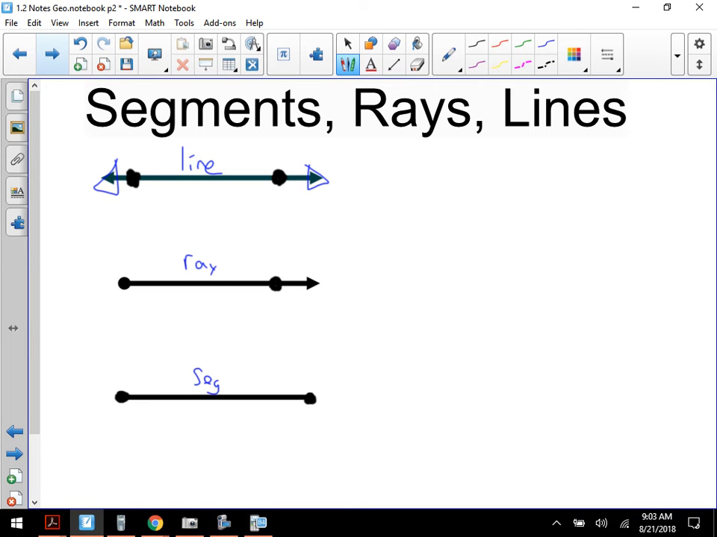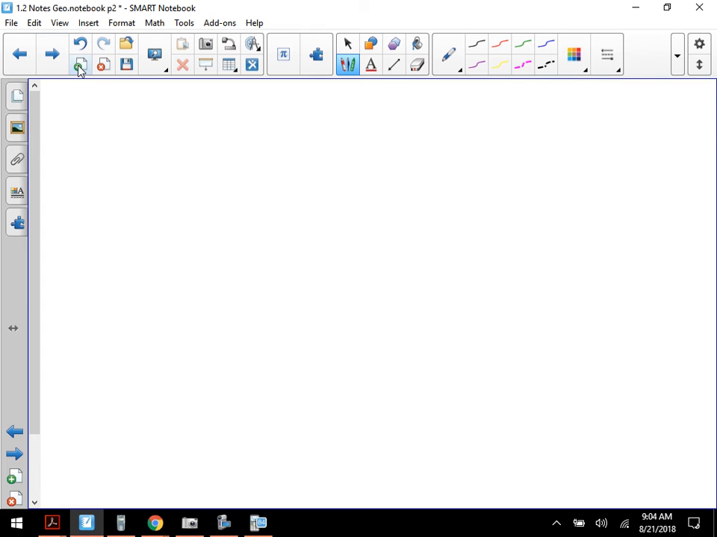Now, what I want to do is take a second and make sure we talk about the difference between the ray and how it gets labeled. So I'm just going to draw a ray real quick on a separate slide. So we have a ray.